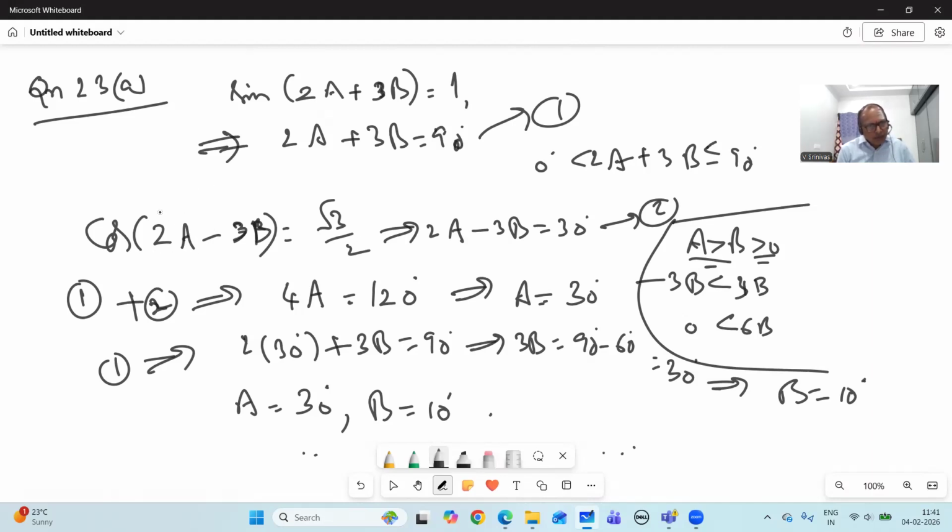Sin 30 is half, cos 30 is root 3 by 2. So this angle 2a minus 3b has to be 30 degrees. So 2a plus 3b is 90 degrees and 2a minus 3b is 30 degrees. Call this the first equation, call this the second equation, and add both of those two equations.